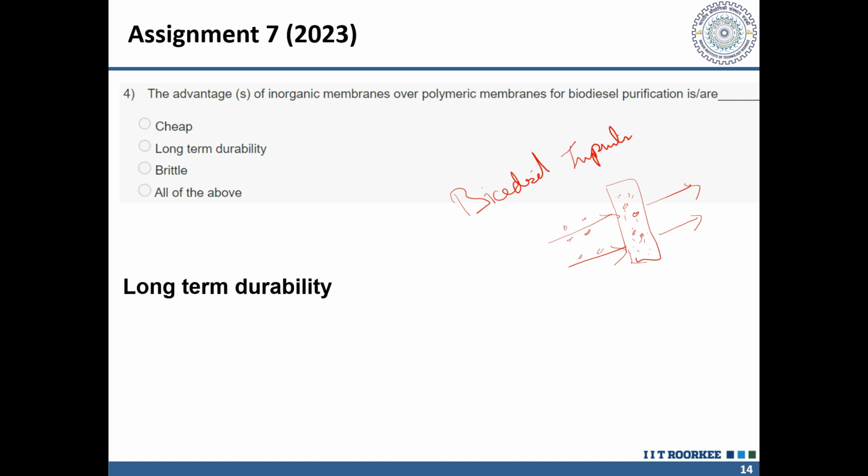So there are two types of membrane which we can use to purify the biodiesel. First is polymeric membrane, and second is inorganic membranes. Polymeric membranes are mostly made up of polymer, as the name says, and inorganic membranes are mostly made up of ceramics or metal. So the question was, what are the advantages of these ceramic or metal-based membranes over polymeric? Are they cheap? Do they have long-term durability, or are they brittle, or all of them?